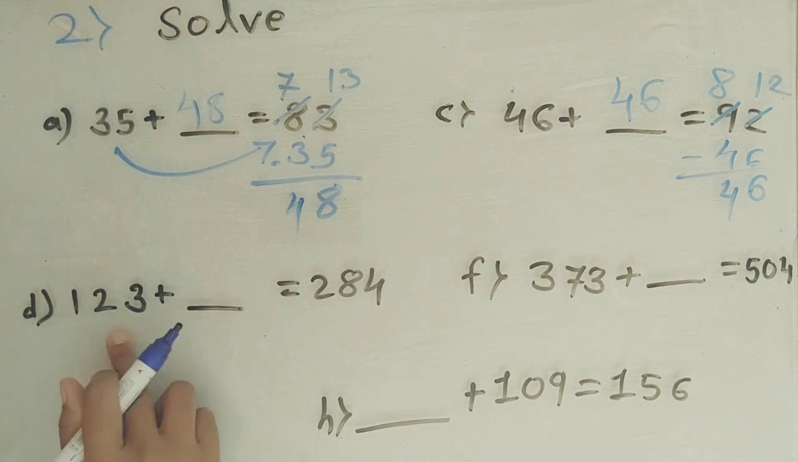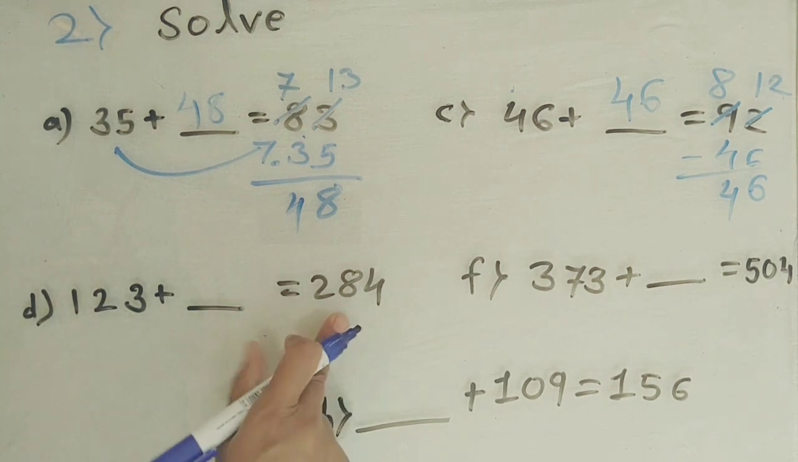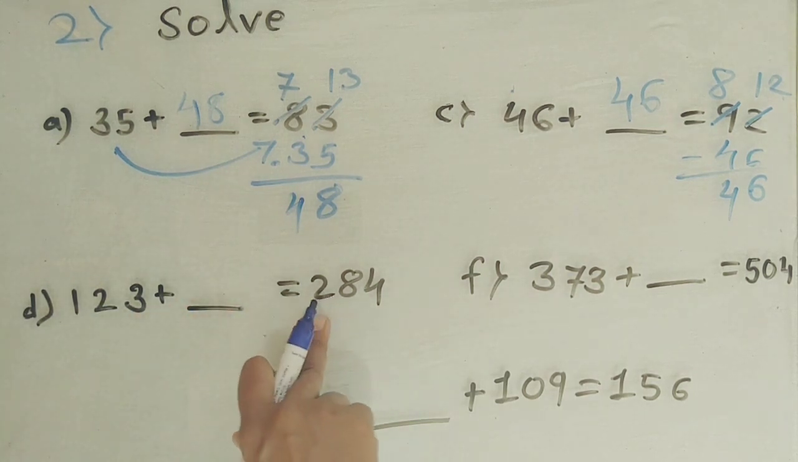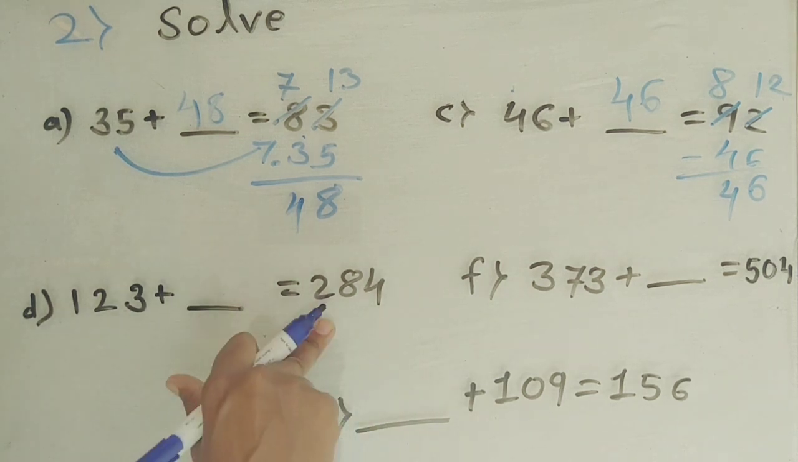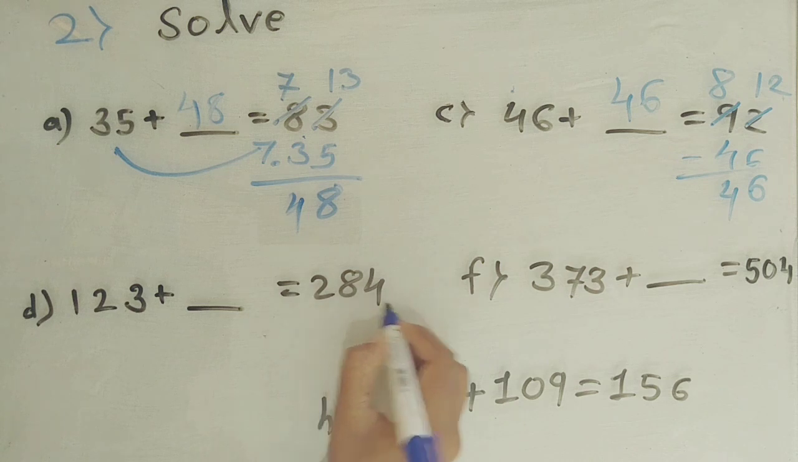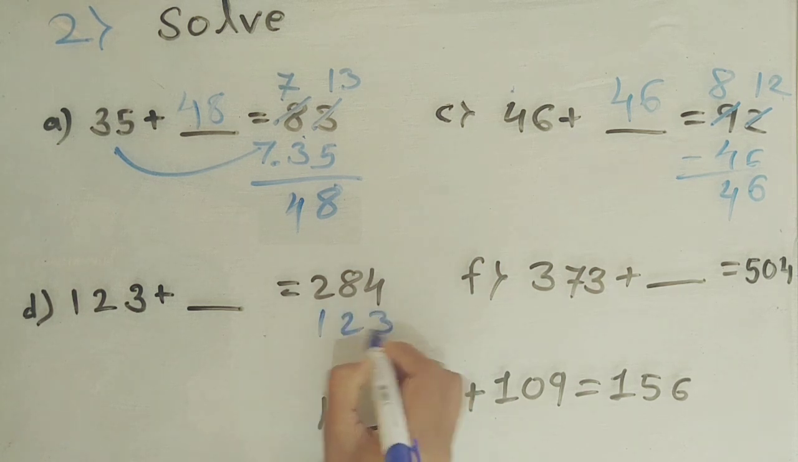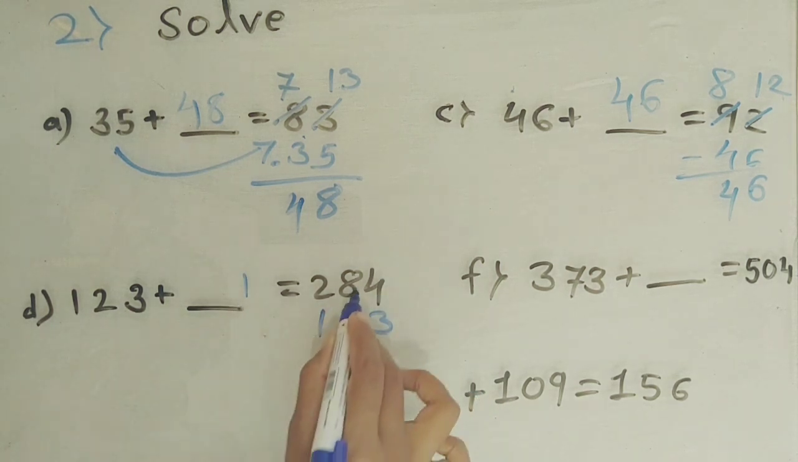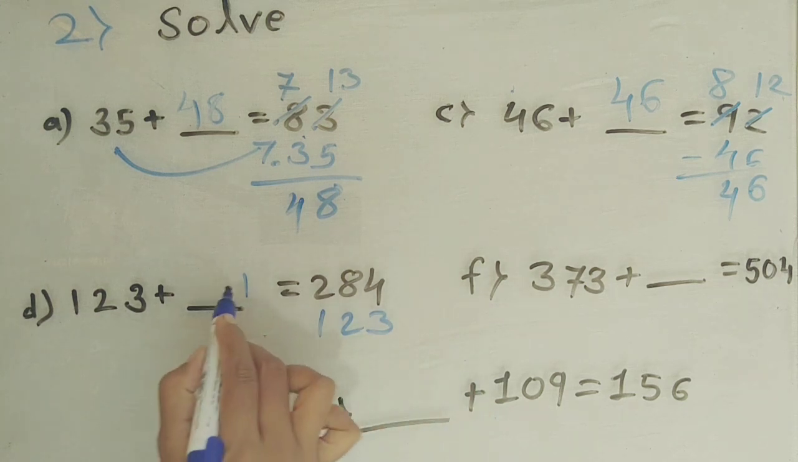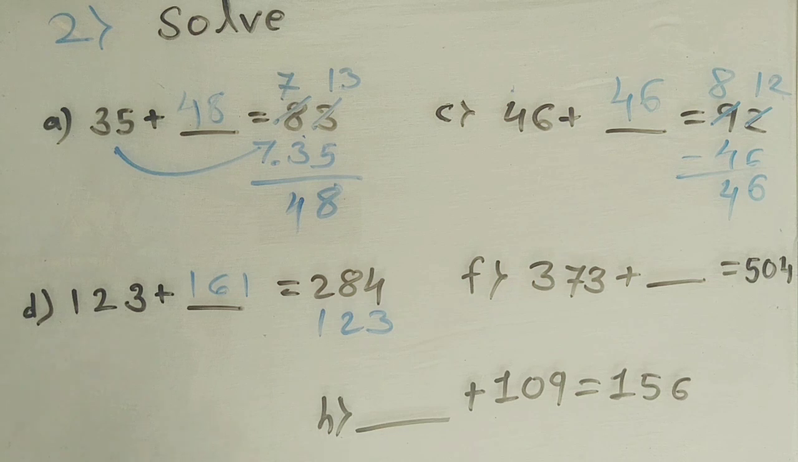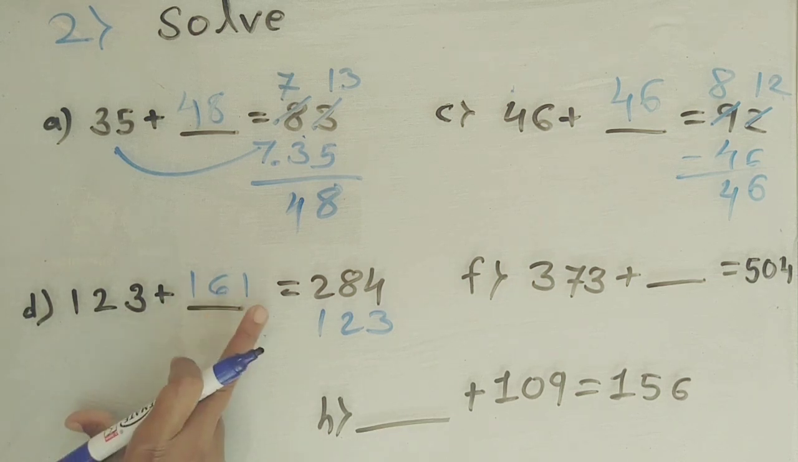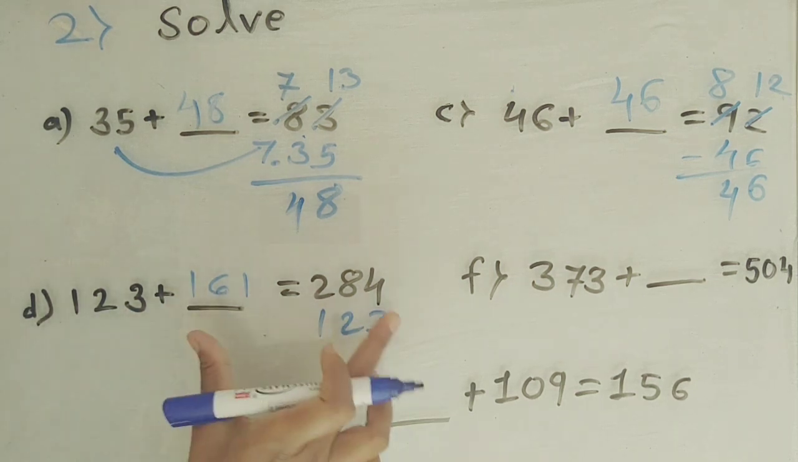123 plus what equal to 284, what should we add here? Now we will subtract this from here. Now see, 284 minus 123. 4 minus 3 is equal to 1. 8 minus 2 is equal to 6. 2 minus 1 is equal to 1. So our answer will be 161. Let's cross check it. Is it correct or not?